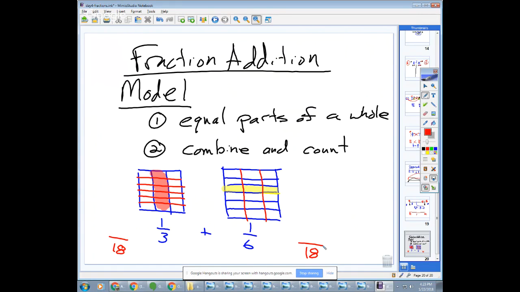In the first one, since I cut that into 6 pieces, I have 6/18 in the 1/3 cake. And the other cake I cut into thirds after, so I have 1, 2, 3/18 there. So now that I cut each cake like the other, I can put them together and say I have 9/18. So now I'm doing my combine and count.